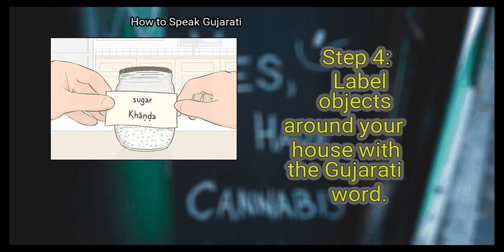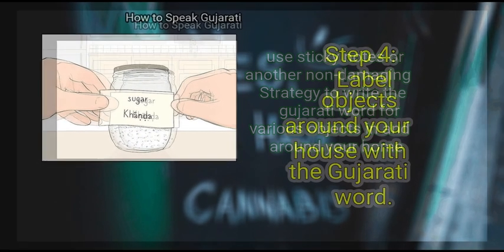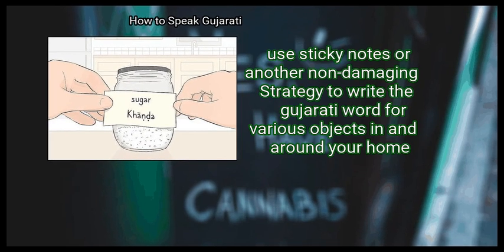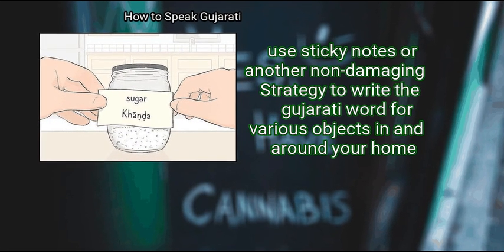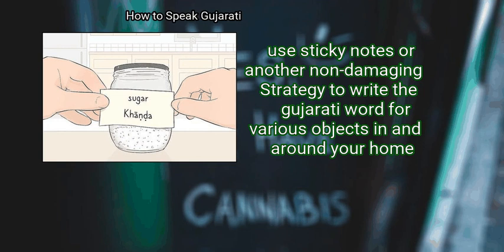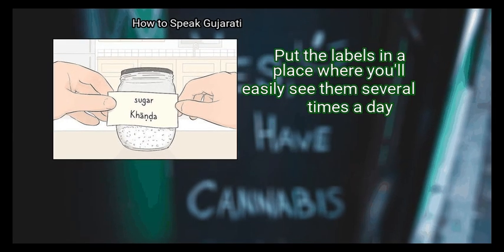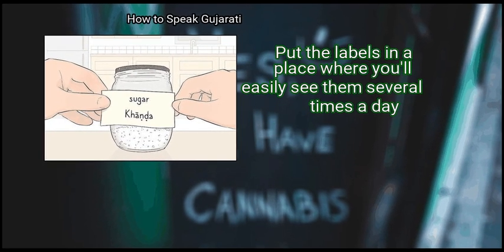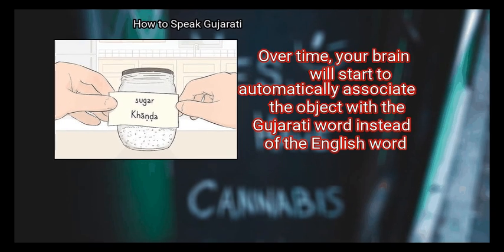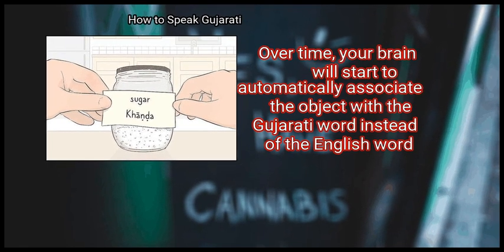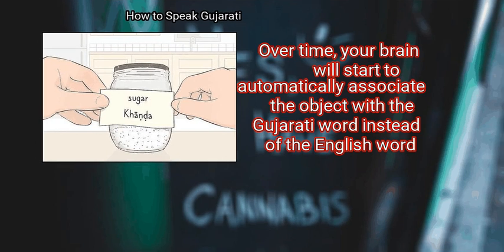Step 4. Label objects around your house with the Gujarati word. Use sticky notes or another non-damaging method to write the Gujarati word for various objects in and around your home. Put the labels in a place where you'll easily see them several times a day. Over time, your brain will start to automatically associate the object with the Gujarati word instead of an English word.